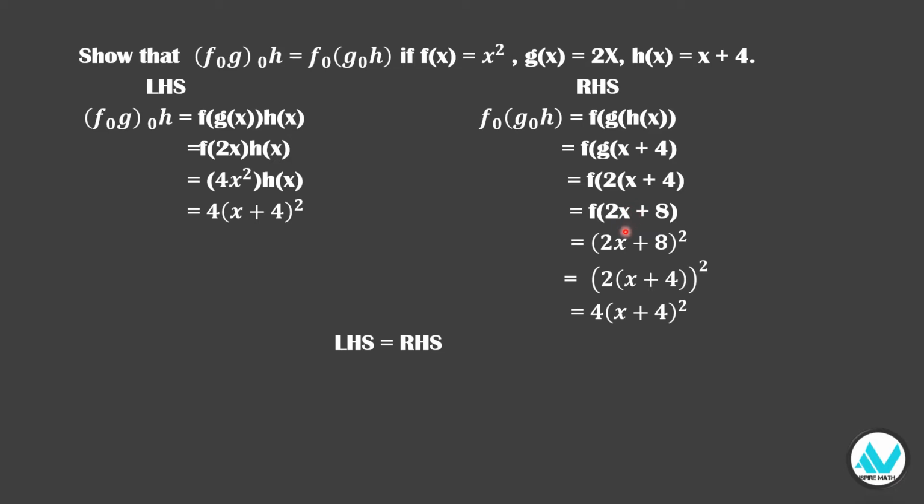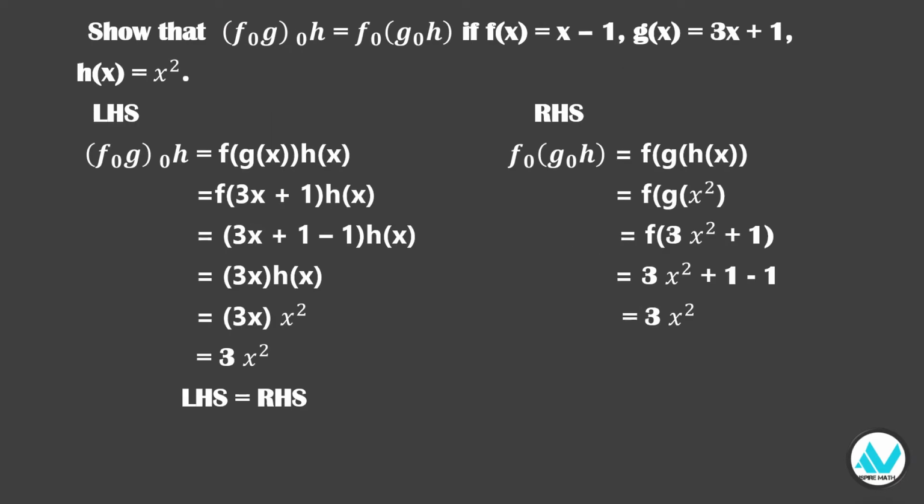Now we know that f of x is nothing but x square. So I'm going to put in place of x as 2x plus 8. So 2x plus 8 the whole square. Now 2 is common in both the terms. So let me take the 2 outside. And moreover 2 is under the square. So when it comes outside it becomes 4. So 4 times I am left with x plus 4 the whole square, which is nothing but my LHS. Therefore LHS equal to RHS.